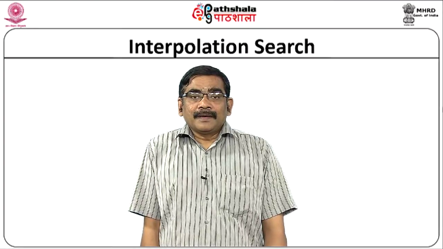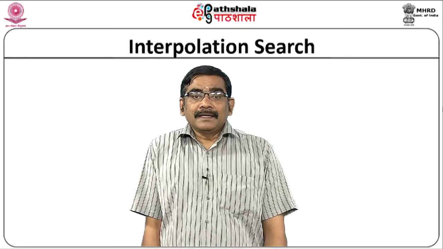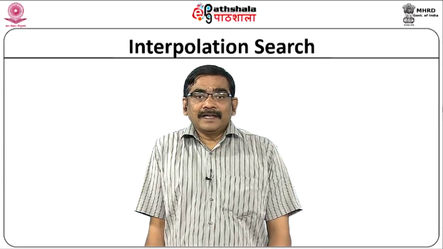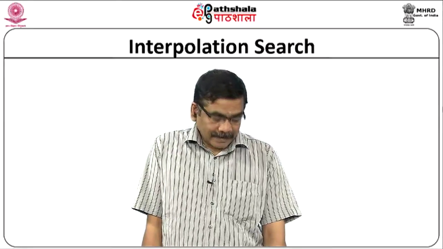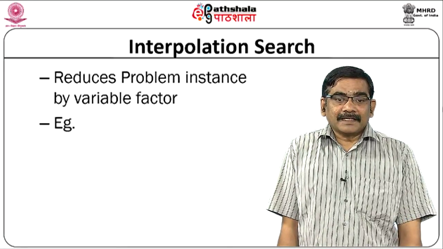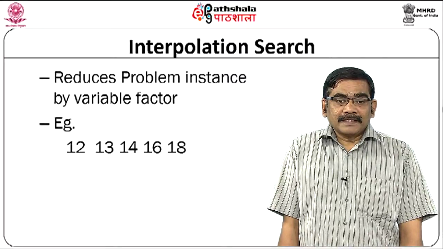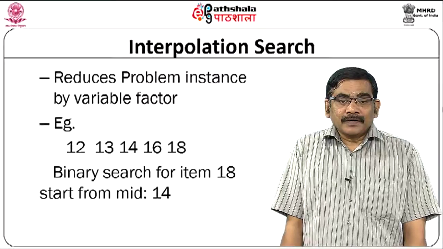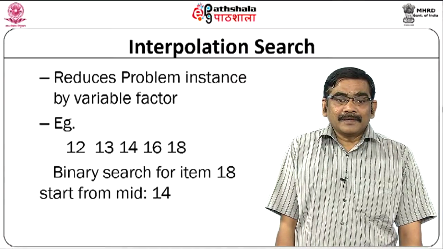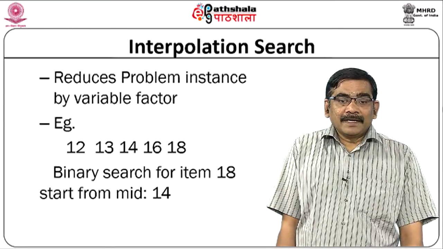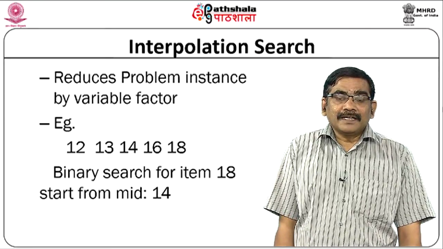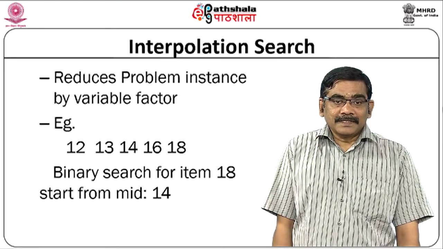So, which list should be discarded is based on the decision of where we put a cut. That cut will vary depending on the situation. The idea is very simple: reduce the problem instance by a variable factor. For example, if this is a list and I want to search for 8, binary search will put the cut in the middle. So, it will start from 14 and then search, whereas in interpolation search we will try to go towards the end of the list, so that we can find the solution faster. So, this is the idea.